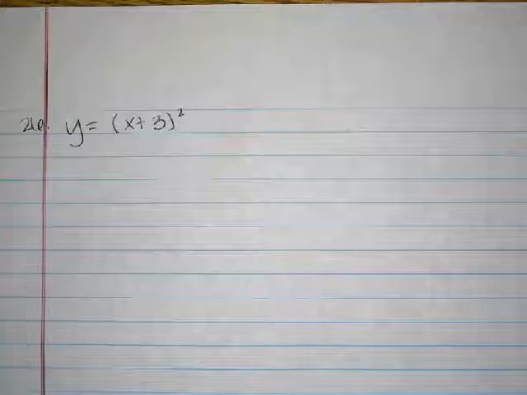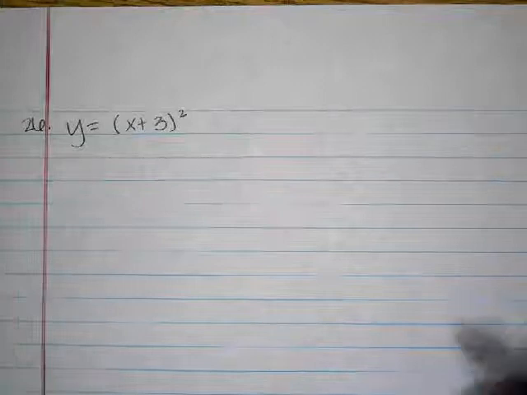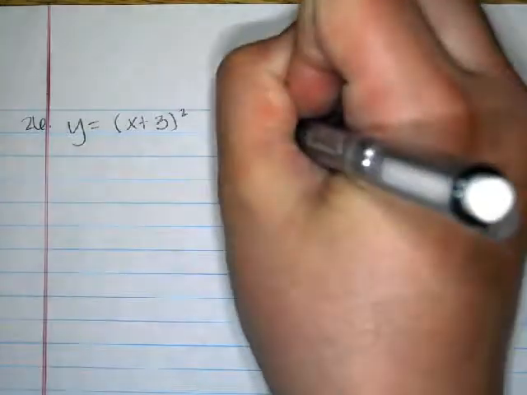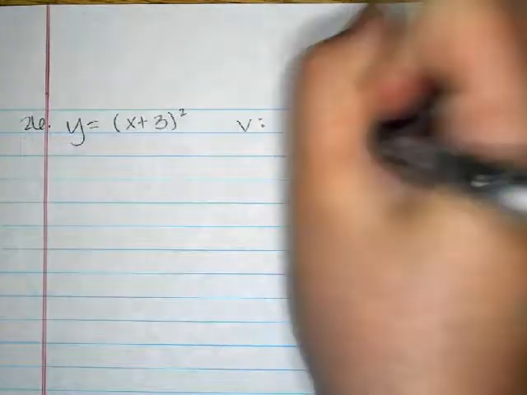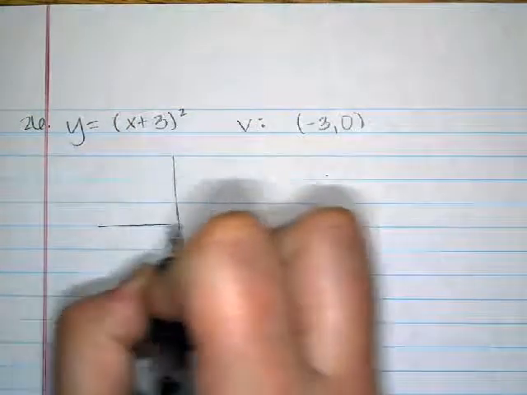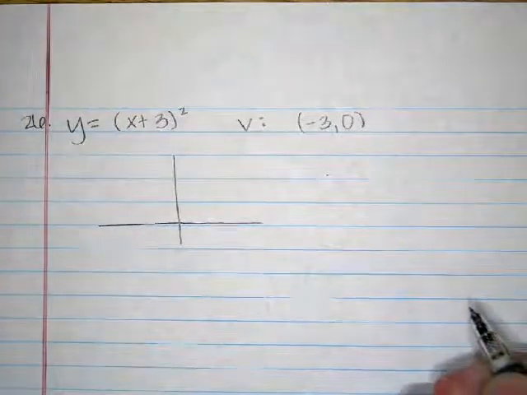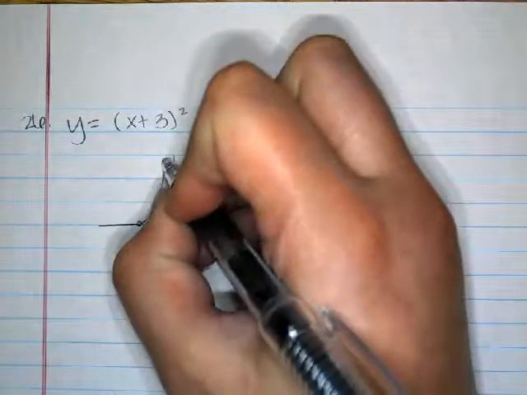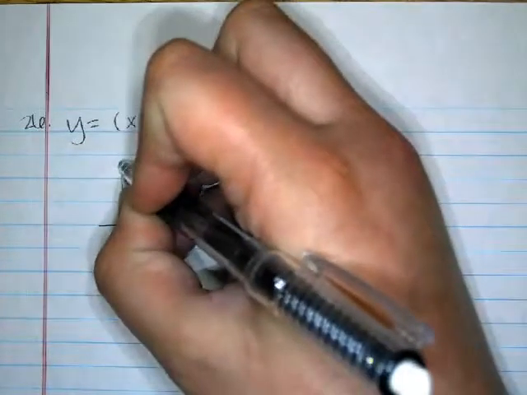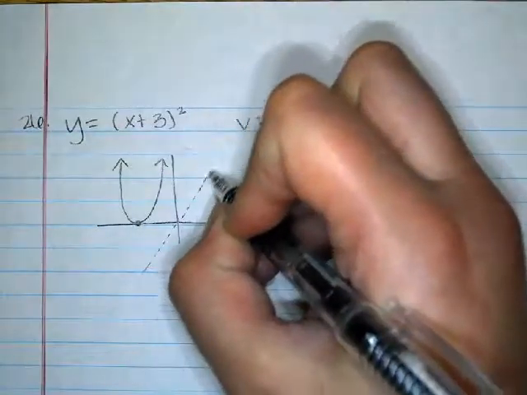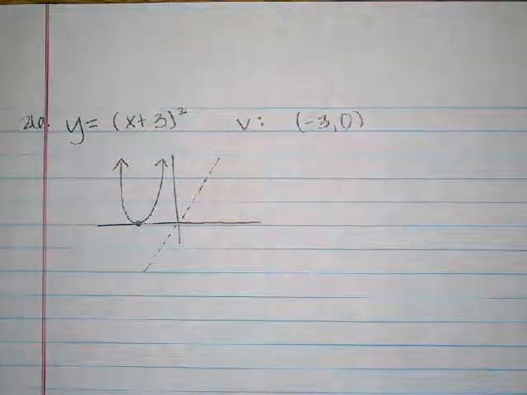So if I were to sketch a graph for 26, can somebody tell me what the vertex is? -3, 0. Okay. So this would be a parabola, a quadratic, that has been shifted to the left 3. And it would go up like this. And then I'm just going to draw in the line y equals x. That's the line that we always draw our inverses reflected over, right?